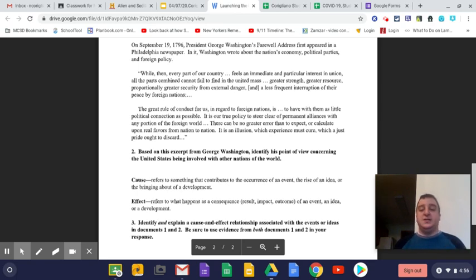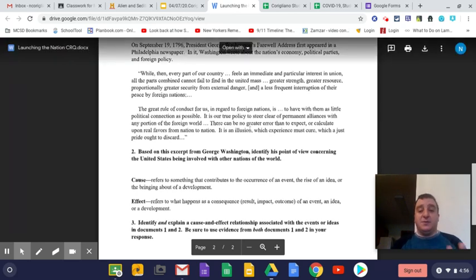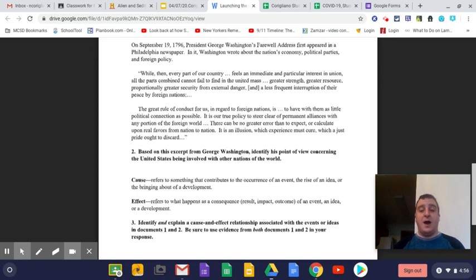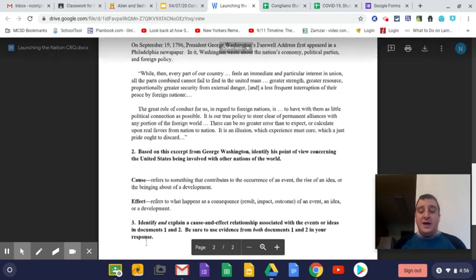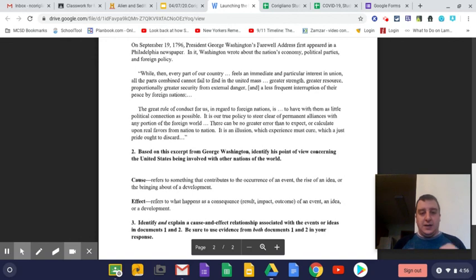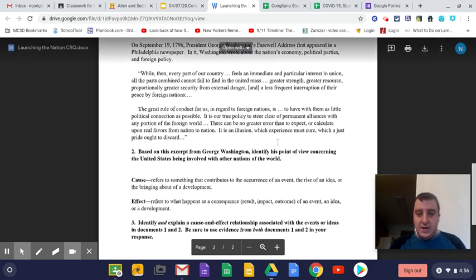So Washington is really trying to convey this message. And you can take really any one of these lines from the second paragraph, because remember that you need to use evidence from both documents 1 and 2 in your response. So the best thing to do would really be to start out and talk about how Washington does not believe, in document 2, that the United States should be involved in or align itself or create alliances with foreign nations. And it says it right here in document 2.